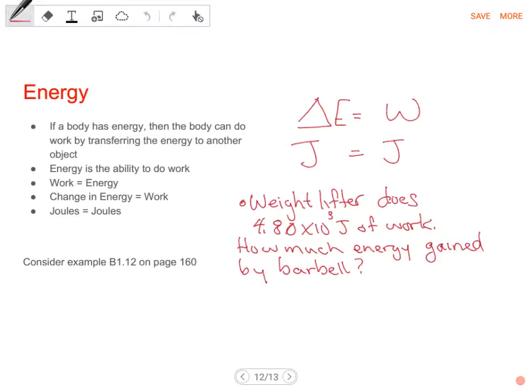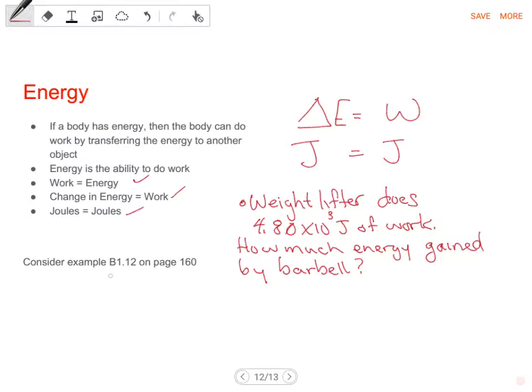The final part of this lesson is energy. This has come up a few times in some questions, and some people have been kind of lost as to what to do here. I just want you to know, if a body has energy, then the body can do work by transferring the energy to another object. So, energy is the ability to do work. We have work equals energy, et cetera. This is going to be easier to understand if we look at the example.